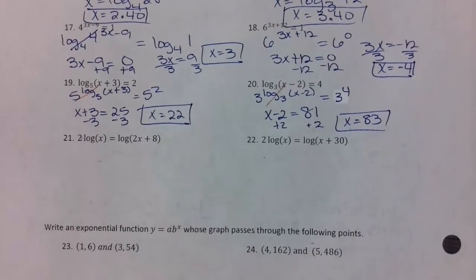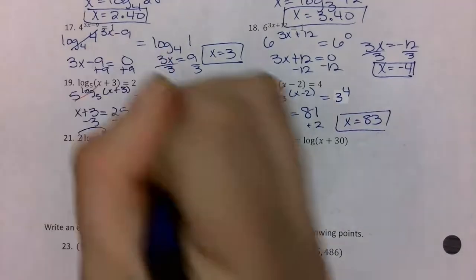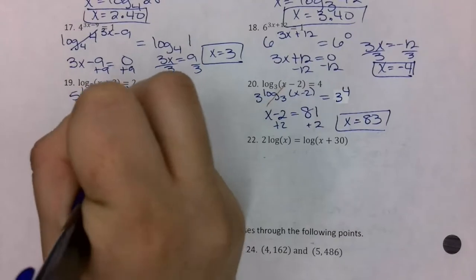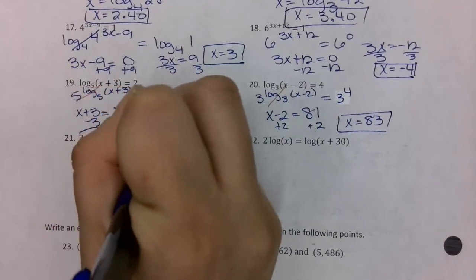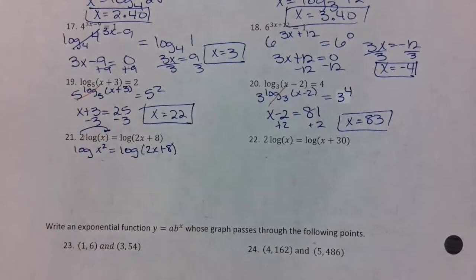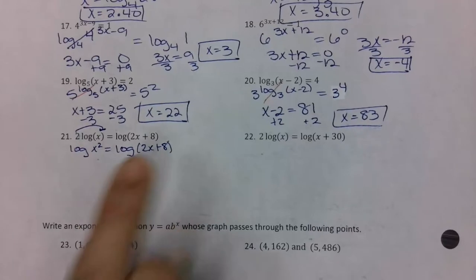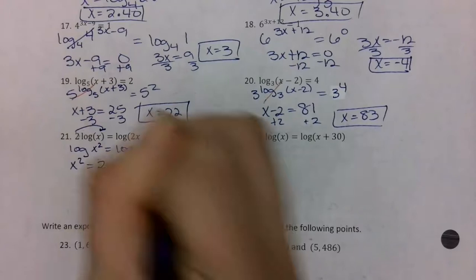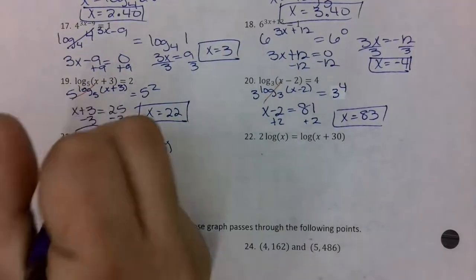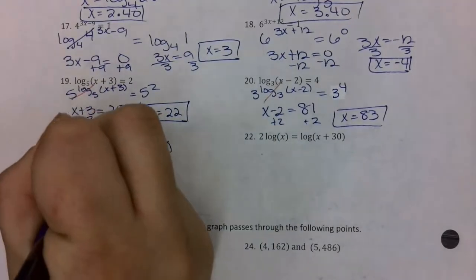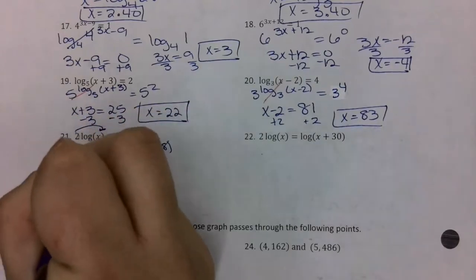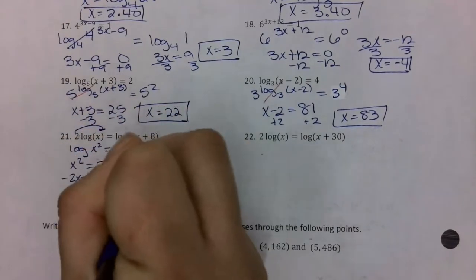Number 21 I want to solve, but I have to put it back as an exponent before I can get rid of the word log. So I have log x squared equals log 2x plus 8. I can focus on just the inside pieces. So now I have x squared equals 2x plus 8. I want to get everything over to the same side, so I subtract 2x and 8. I get x squared minus 2x minus 8 equals 0.